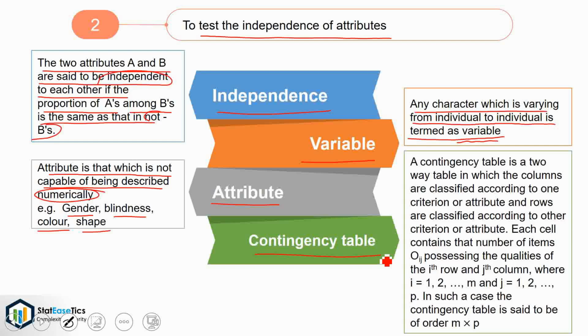Contingency table. A contingency table is a two-way table in which the columns are classified according to one criteria or attribute and rows are classified according to other criteria or attribute. Each cell contains that number of items Oij possessing the qualities of the ith row and jth column, where i is equal to 1, 2 up till m and j is equal to 1, 2 up till p. In such a case, the contingency table is said to be of order m cross p.